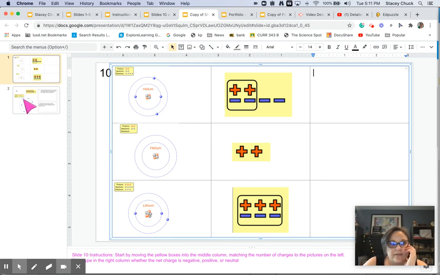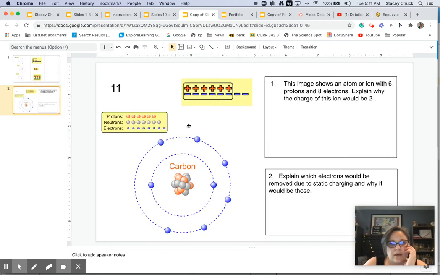For slide 11, you're given an image of carbon with 6 protons and 8 electrons. And this is the net charge. It has 6 protons and 8 electrons, showing the first 6 are being canceled out by the positive charges. So then this part would be neutral. The extra is electrons, and there are 2, which means that this would have a -2 charge.